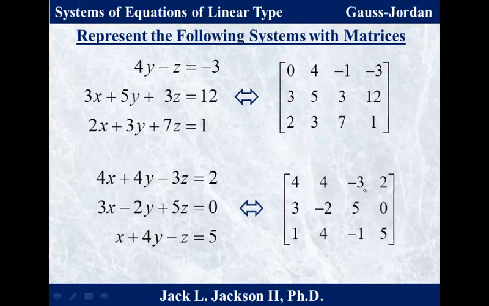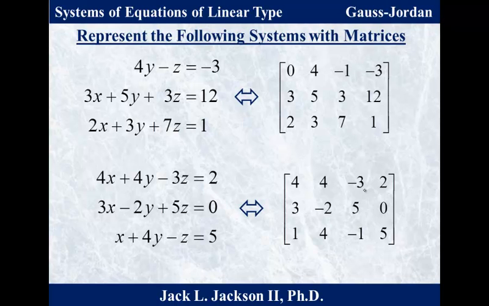Okay? Well, here we go. Notice they're already kind of organized the way we want them. And so then we just read off the coefficients. The first one is 0, 4, negative 1. Then we got our equals, negative 3. The next one's 3, 5, 3, 12 for the next row, and 2, 3, 7, 1 for the last row.